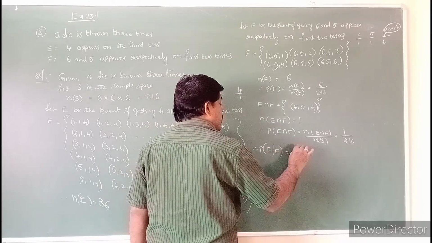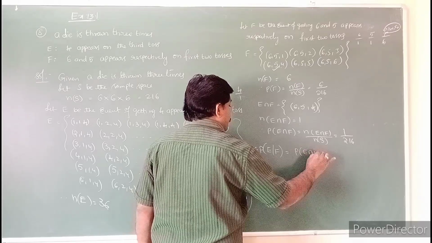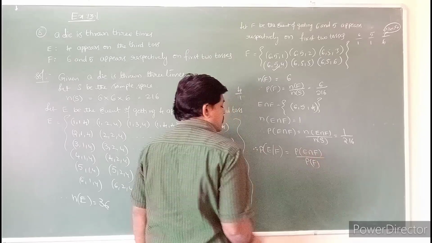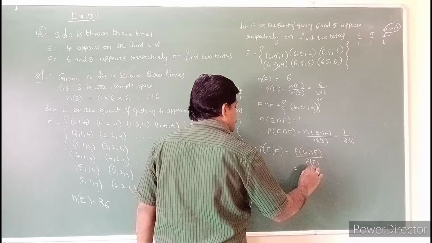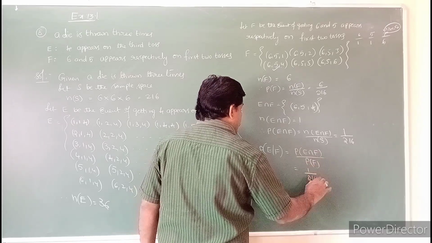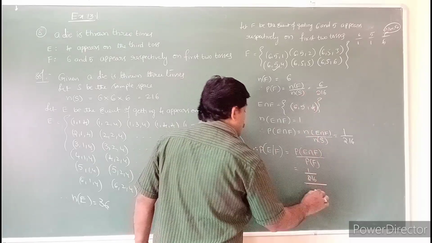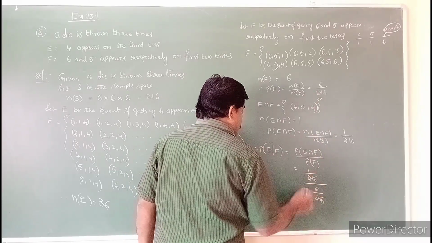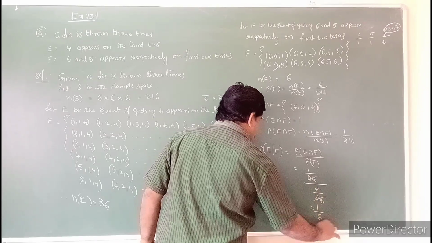Probability of E given F is nothing but P of E intersection F by P of F. P of E intersection F value is 1 by 216, divided by, what is the P of F? P of F is nothing but 6 by 216. So 216 will be cancelled. You will get 1 by 6 as the answer.